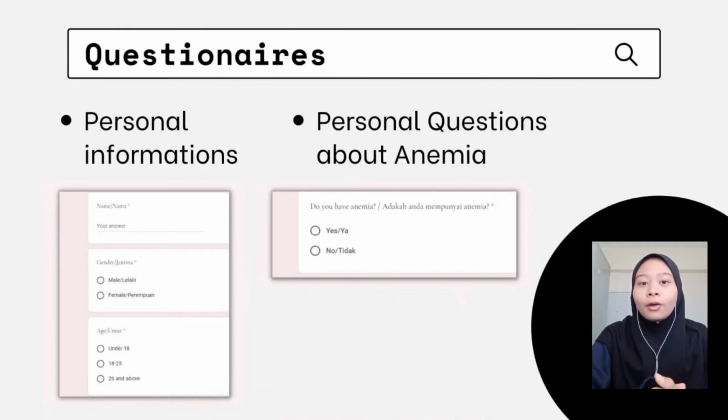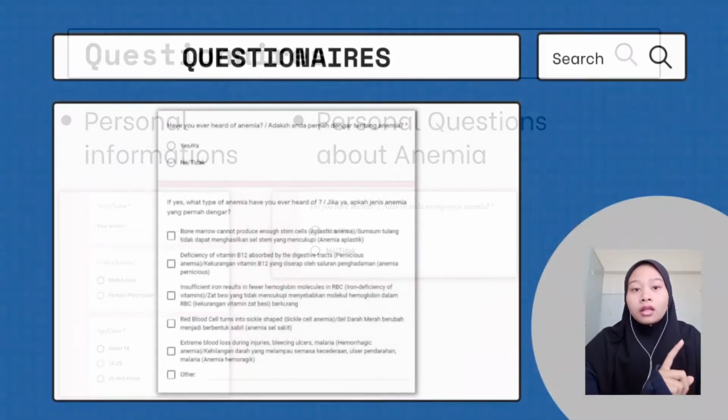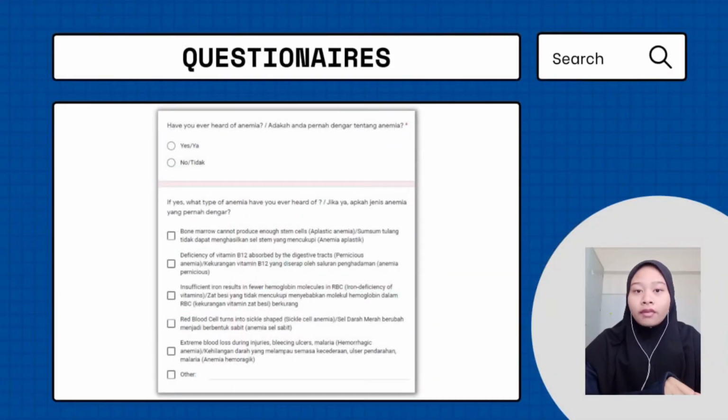Starting with the questionnaire, in this survey we ask about personal information of our respondents like name, gender, and also their current age. This is followed by personal questions about anemia. We ask our respondents whether they have anemia or not to go through with the other following questions. For the respondents that don't have anemia, the following questions are: have you ever heard of anemia? And if yes, what type of anemia have you ever heard of?